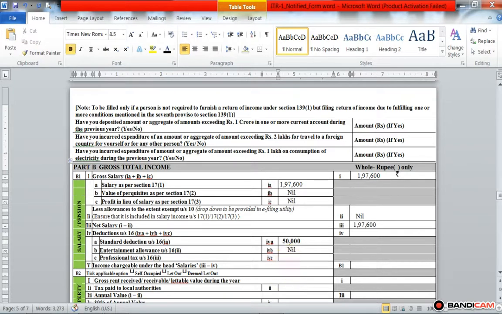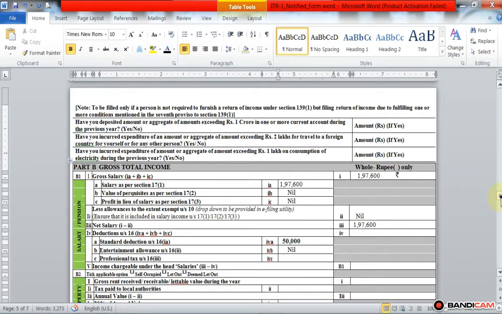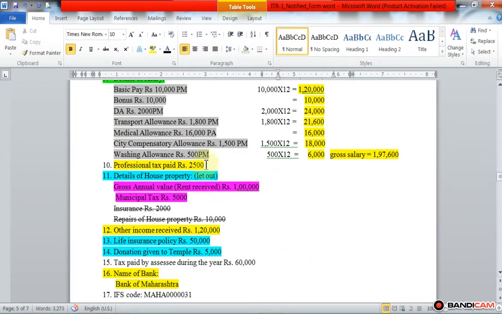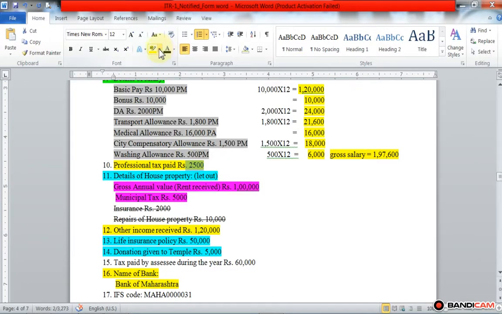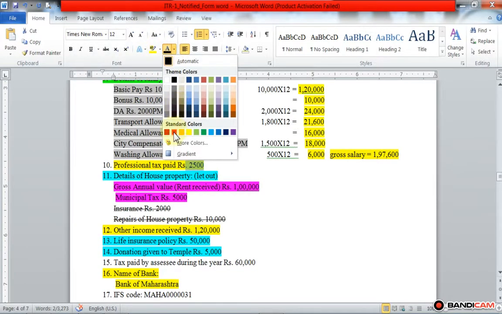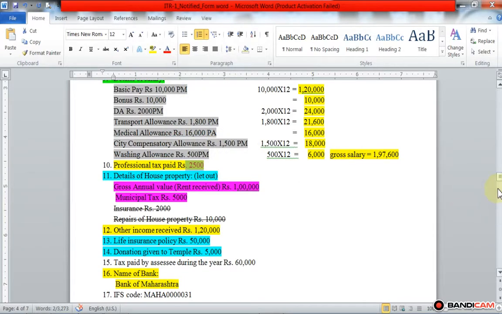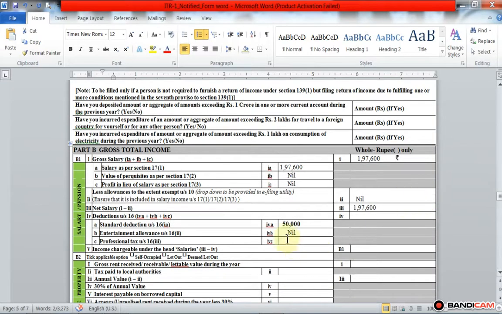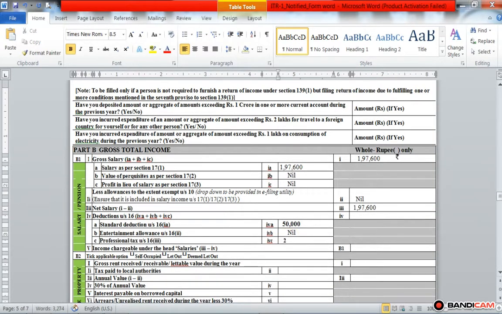Then professional tax. Professional tax paid by the assessee is given in the problem. So here professional tax 2,500. We take into consideration the 2,500 in deduction, that is here 2,500.